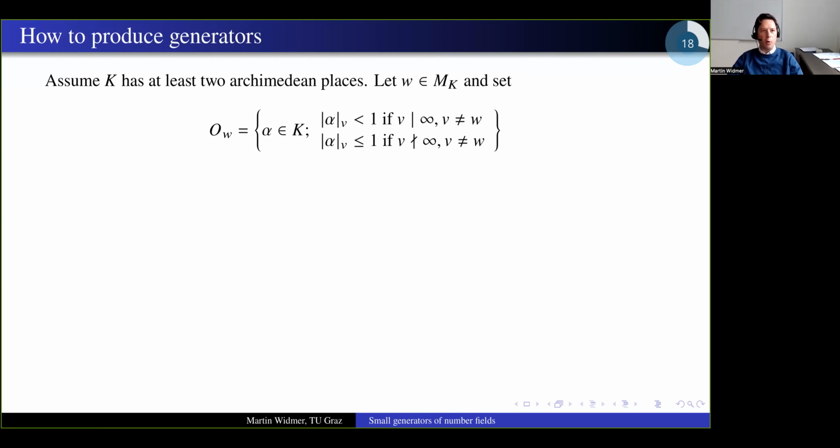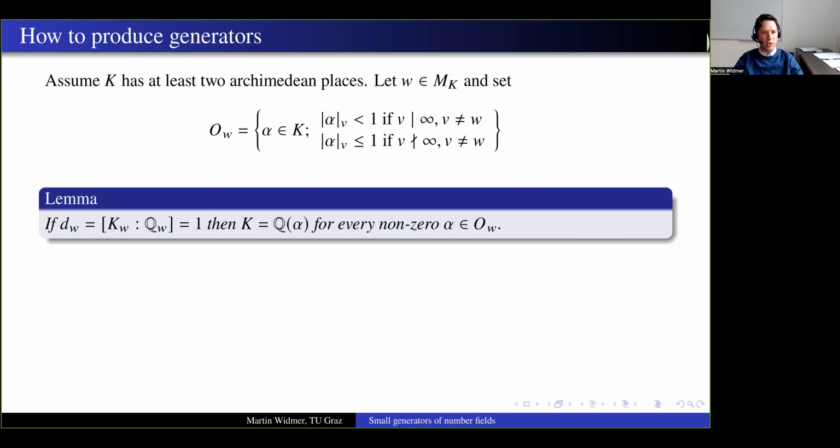So if we want to make progress on Ruppert's conjecture, we've got to have a way to produce generators of a number field. And here's a very simple observation, but that turns out to be quite useful. We're going to assume for this that K has at least 2 Archimedean places. We've already seen that the imaginary quadratic case is already settled by Ruppert's theorem. So let W be an arbitrary place of the field K, and we associate to W the subset of K of elements whose absolute value is bounded from above by 1, with possible exception at the place W. And if the absolute value comes from an Archimedean place, then the inequality is strict.